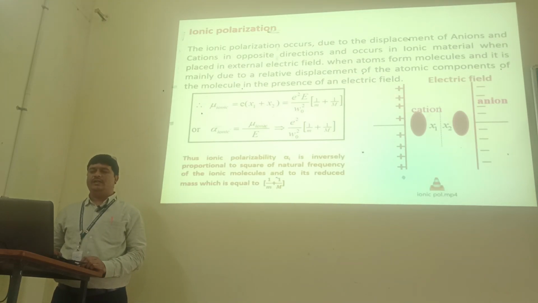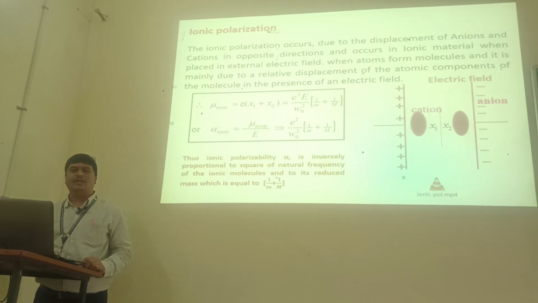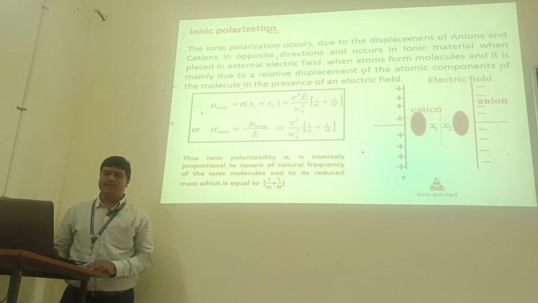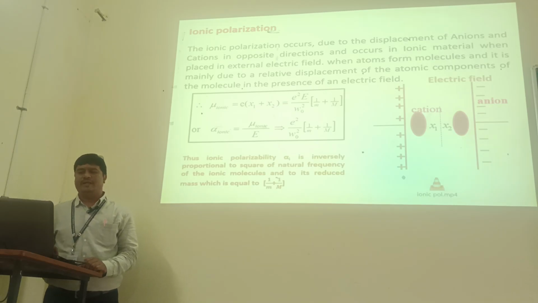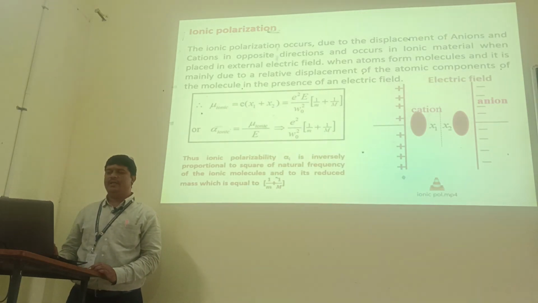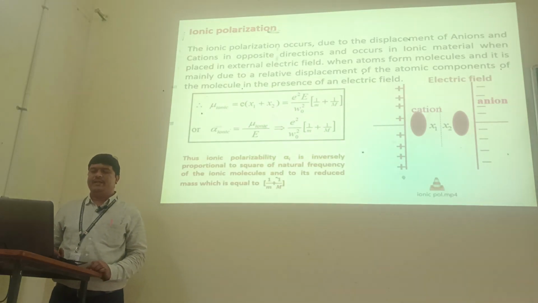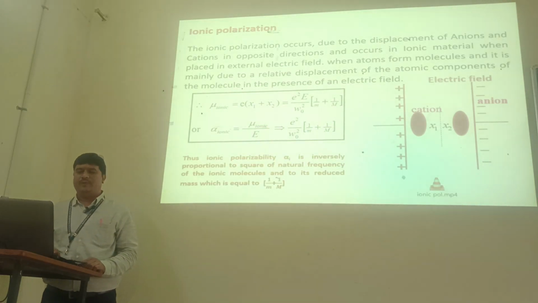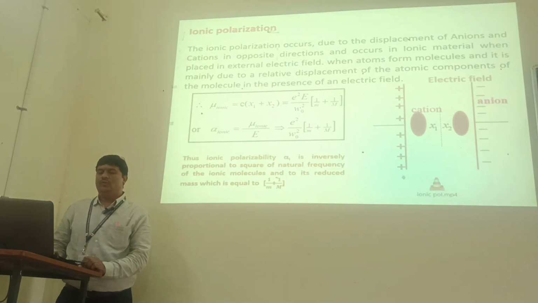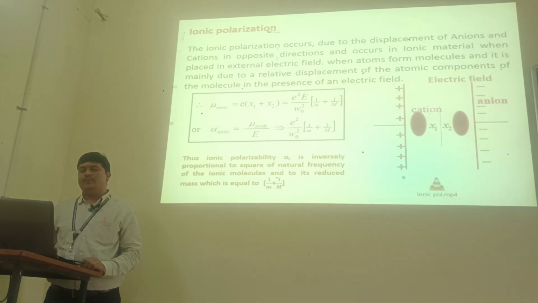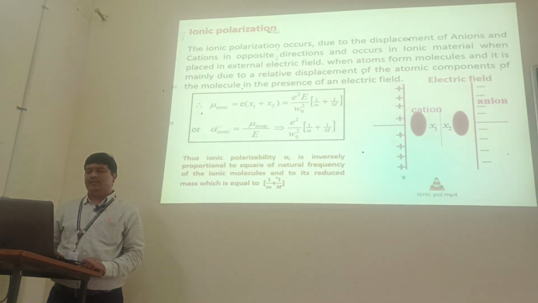Next, ionic polarization. Ionic polarization occurs due to the displacement of anions and cations in opposite directions, and occurs in ionic material when placed in an external electric field. It is mainly due to the relative displacement of the atomic components of the molecules in the presence of an electric field. Then alpha ionic equal to mu ionic by E, that equals e square by omega naught square into (1 by small m plus 1 by capital M).